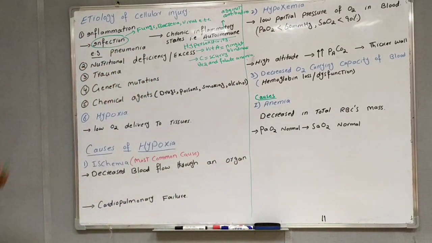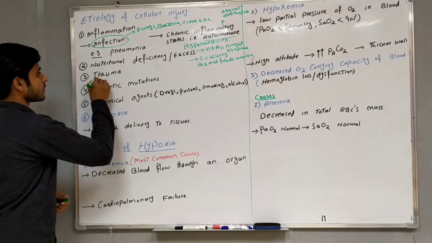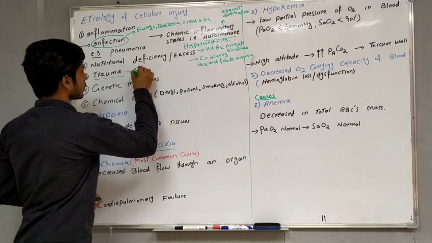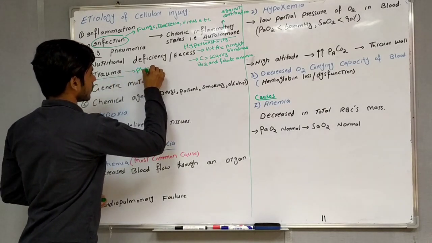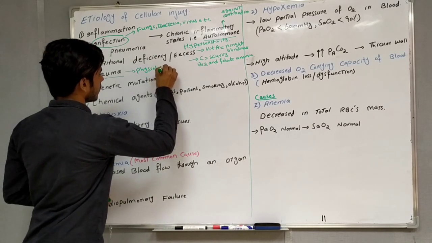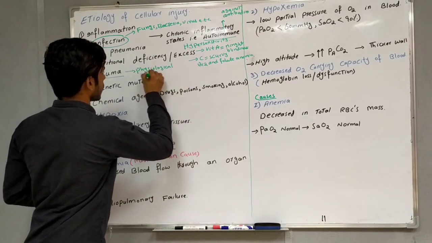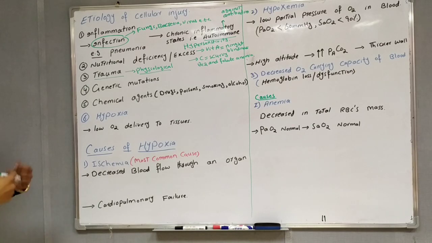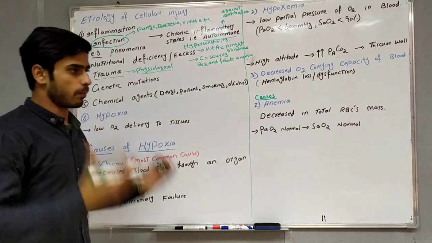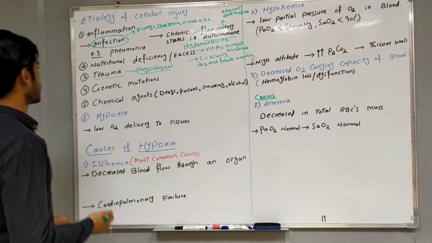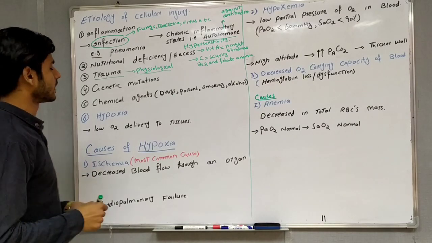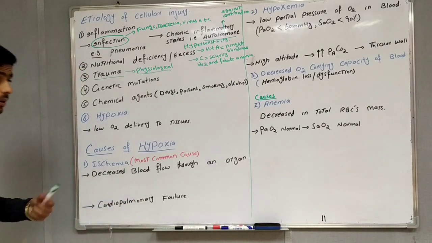The next cause of cellular injury is trauma. Trauma is a physical stress. When there is physical trauma, maybe a bone injury, maybe a gunshot fire, in this case trauma also can cause cellular injury, in case of gunshot fire, in case of burning.